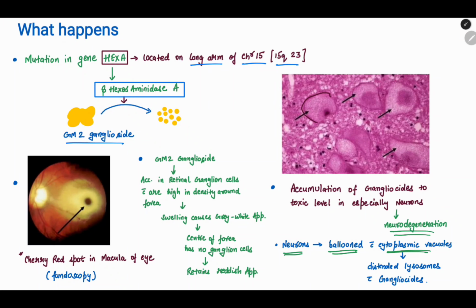We can see these balloon shaped neurons. And what do these cytoplasmic vacuoles consist of? They consist of distended lysosomes with the ganglioside. As we know, Tay-Sachs disease is a lysosomal storage disorder.